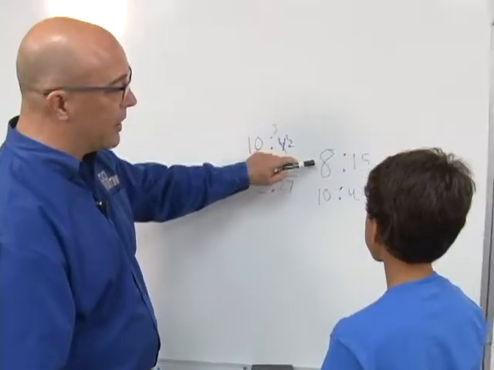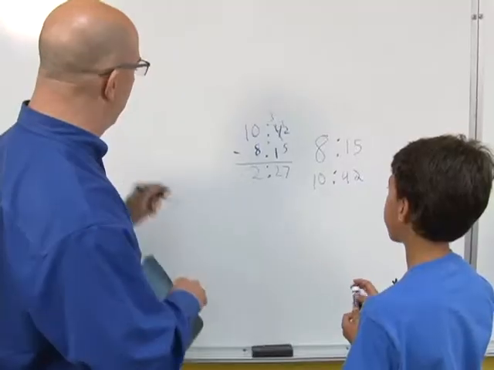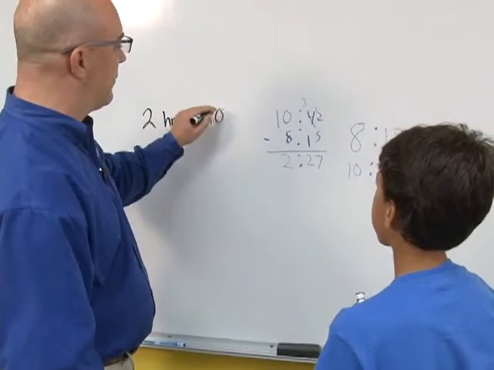Okay, now what I'd like you to do is work the other way. We're going to start at 8:15, and we're going to get to 10:42. Okay. So how would you like to start from 8:15? There's a couple of different ways you could do this. I would like to add 2 hours. Okay, so we have 2 hours, and the time is now 10:15.